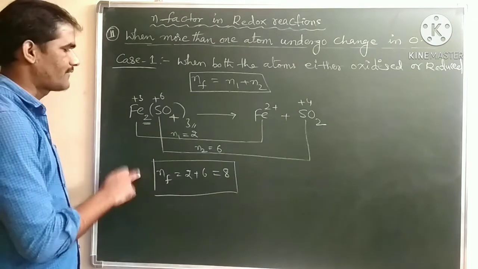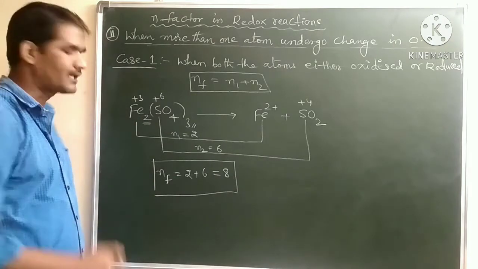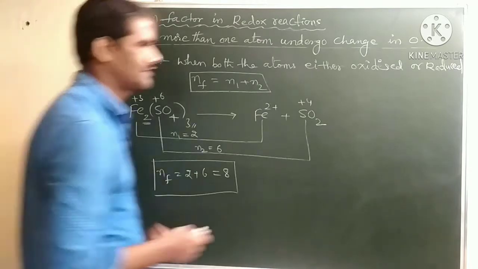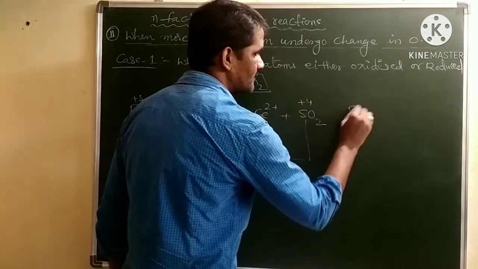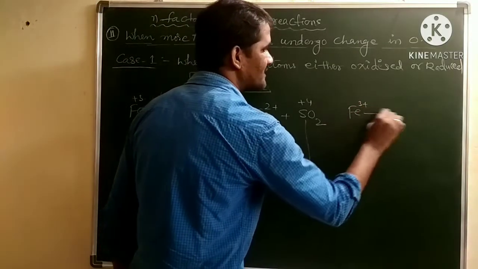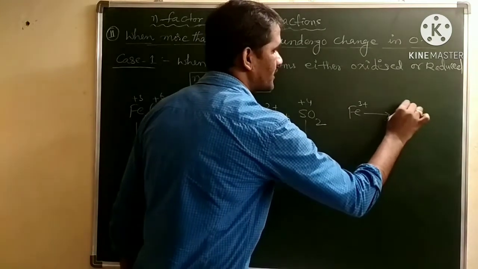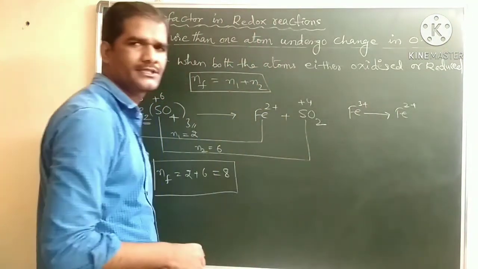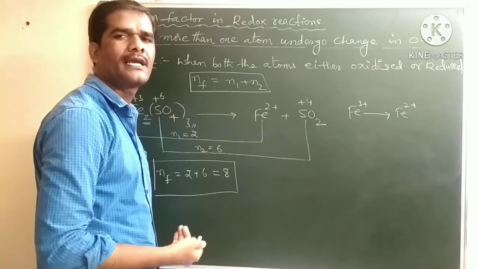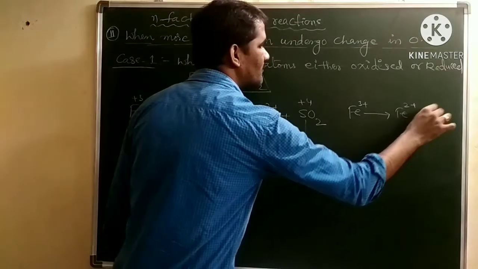This is the n factor for ferric sulfate. Again, why the summation? If you see here, what happens? Iron 3 plus is changing to iron 2 plus, decreasing in oxidation state, which is reduction. In this case, generally, gaining of electron. So we have to add one electron.